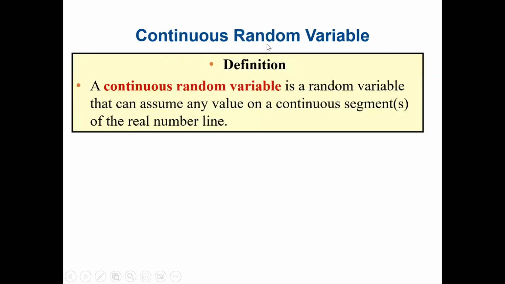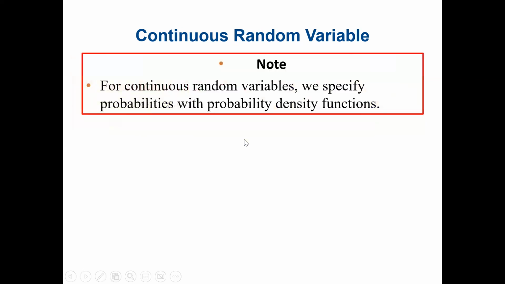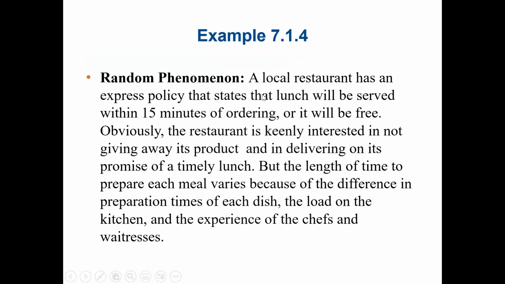Next, we talk about continuous random variables. A continuous random variable, as we said, is based on measurements. This is a random variable that can assume any value on a continuous segment of the real number line. It can be a decimal number or a whole number. We should know that for a continuous random variable, we specify the probabilities with probability density functions. So let's see an example.